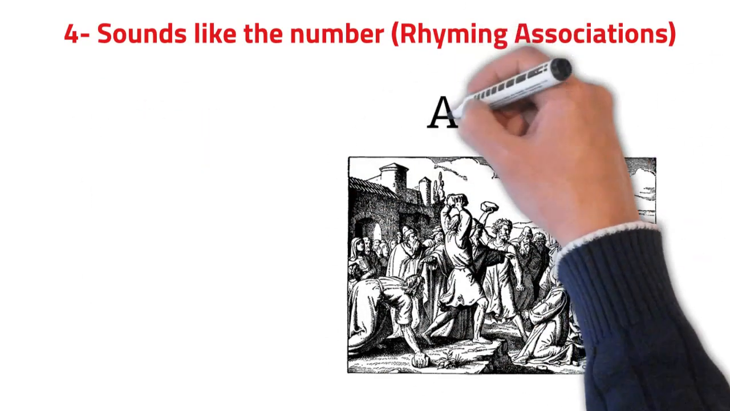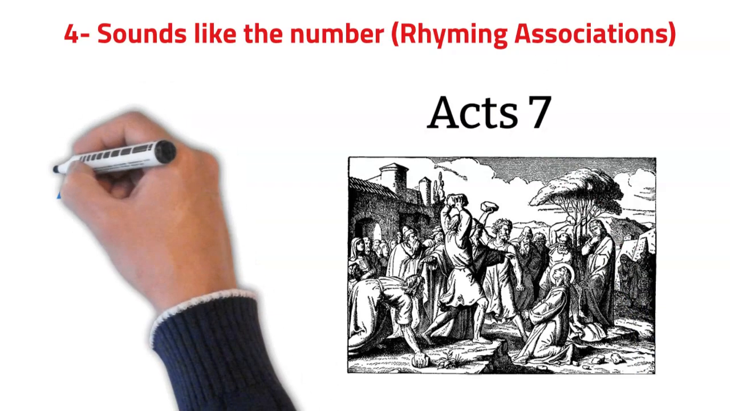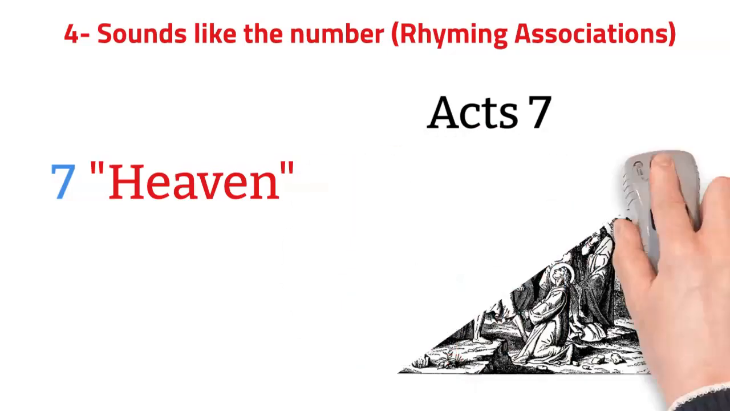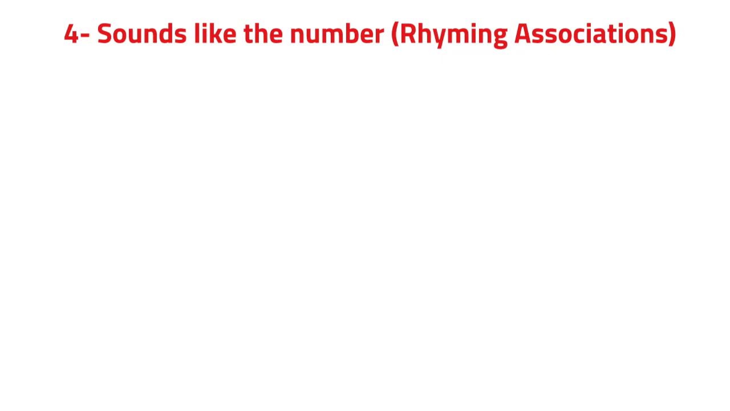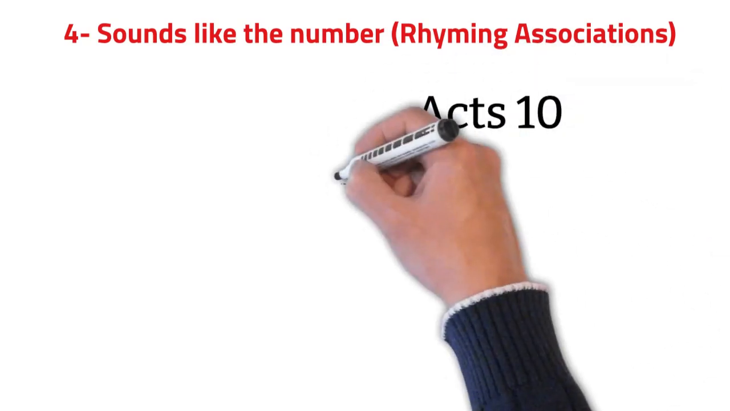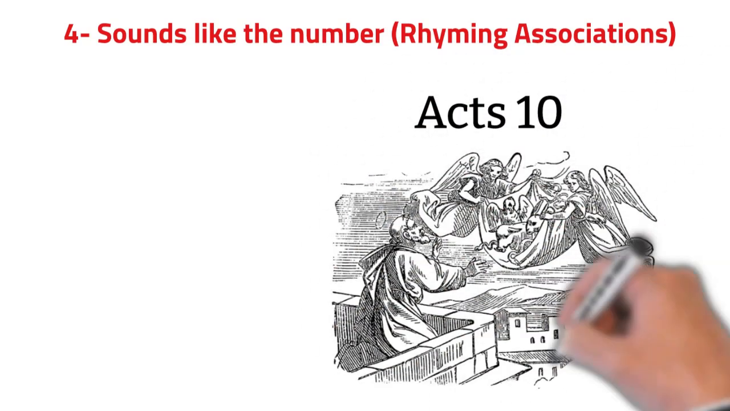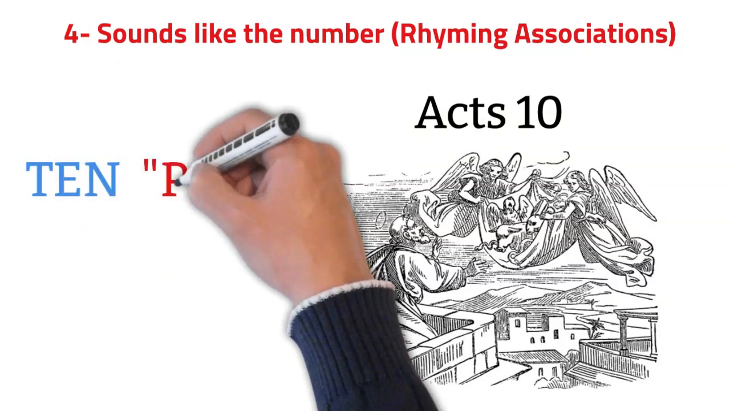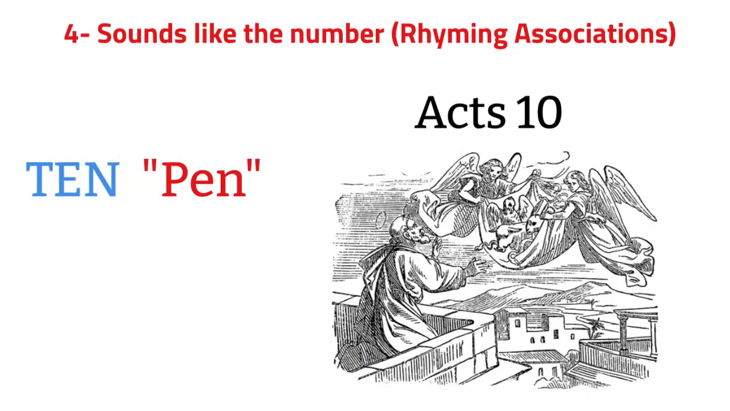The stoning of Stephen in Acts 7, 7 heaven, Stephen sees Christ on the right hand of God in heaven. In Acts 10, Peter sees a great vision of a sheet being let down, filled with all kinds of animals, 10 and pen, a pen full of animals.